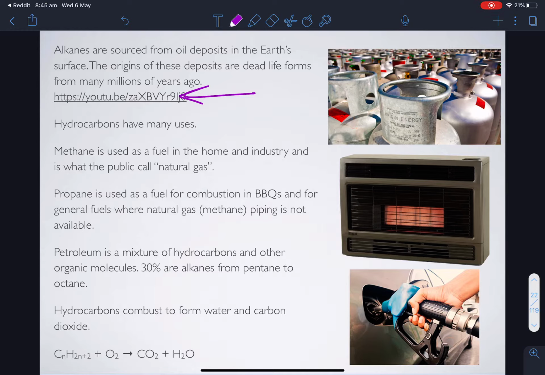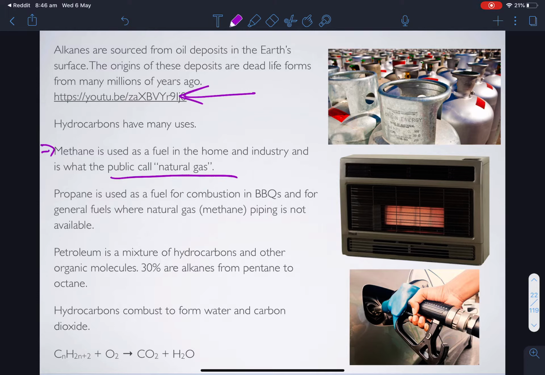Methane, the smallest alkane, is used for fuel. We do a combustion reaction and it leaves energy left over that we can use for things like cooking or turning turbines. What we call natural gas in the home is actually just methane, and they put a couple of other things in it to smell, but it's mainly just methane. The public, or what I call muggles, call it natural gas.